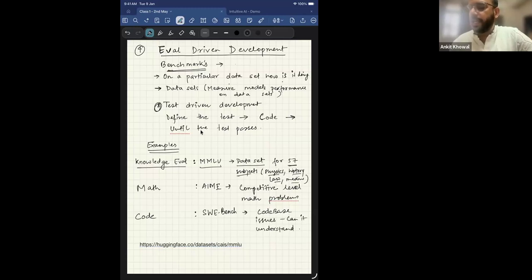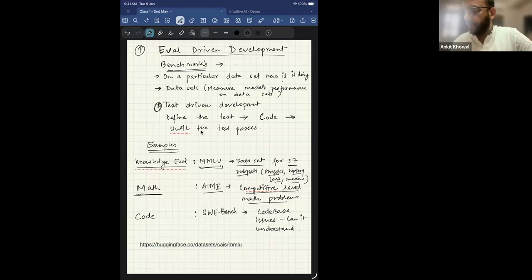Once the model is going through the training phase, after specific points of time, I will test it on this particular data set. What is the response of the model? How good is the response of the model? Let's say I want to see how the model is performing on the maths reasoning part. For that, there is a separate data set called AIME. What does it contain? Competitive level math problems. So I pass all these questions to the model and see how it answers.